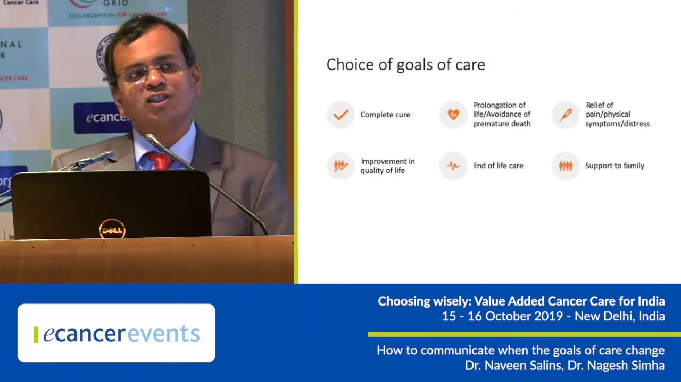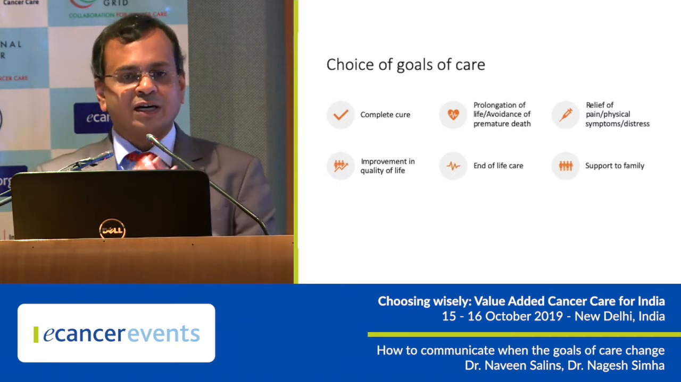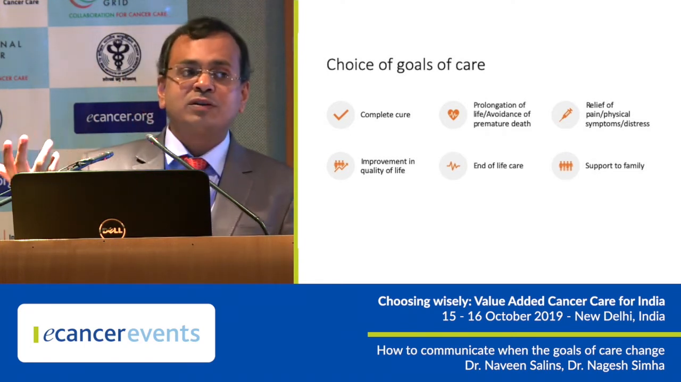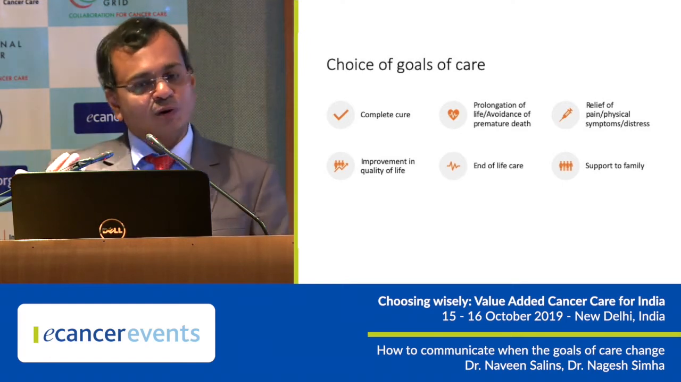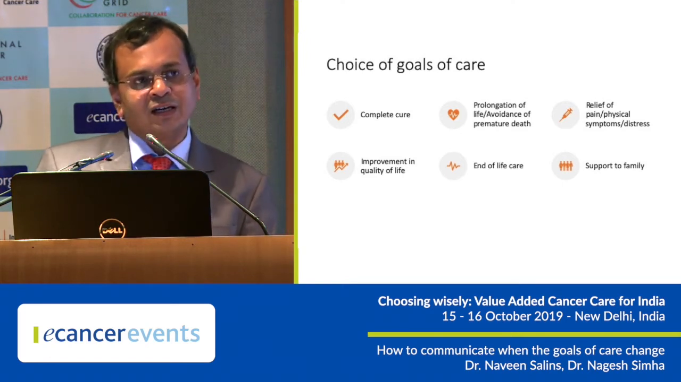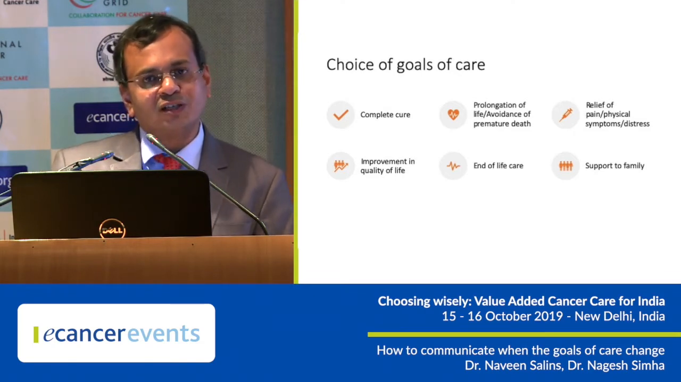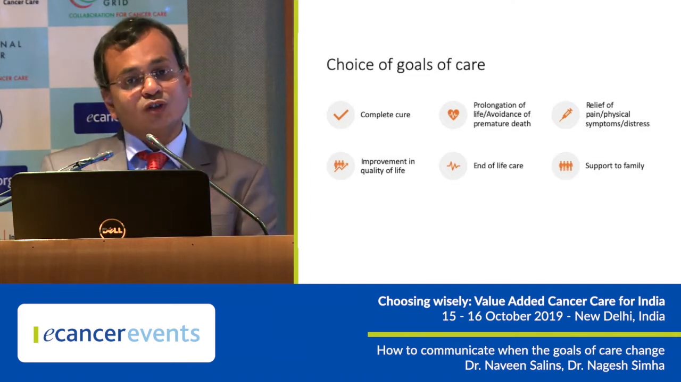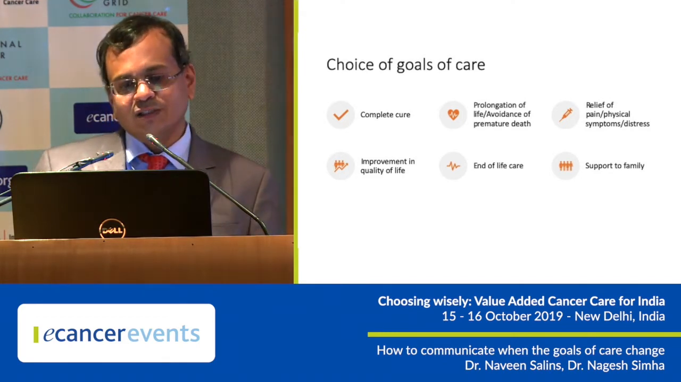So, what are the various choices people come with? Most of them, of course, want a complete cure, and always it is not possible. So, if complete cure is not possible, what is the other option? The other option could be prolongation of life as much as we can, relief of pain and symptoms, improvement in quality of life, a good end of life care, and support to the family. So, these are the various host of choices or the goals which people want to achieve.